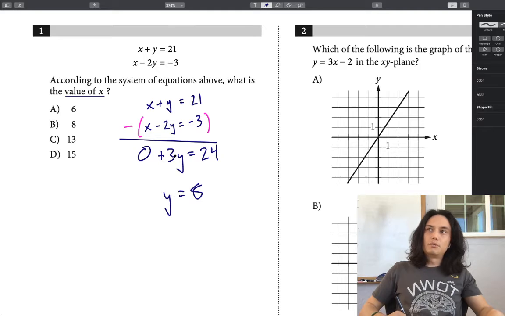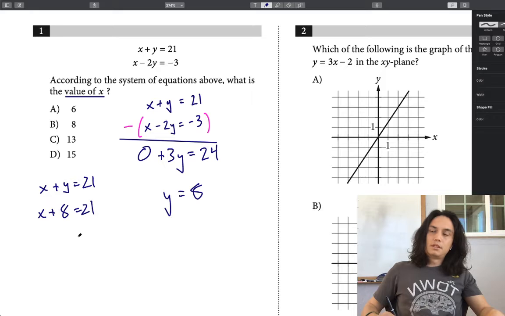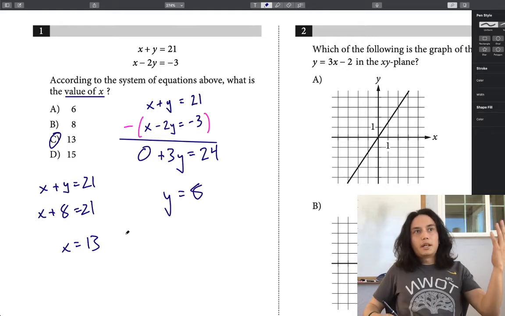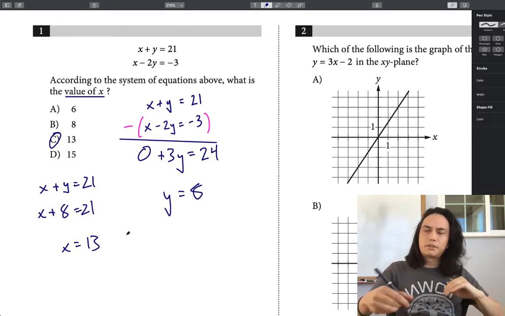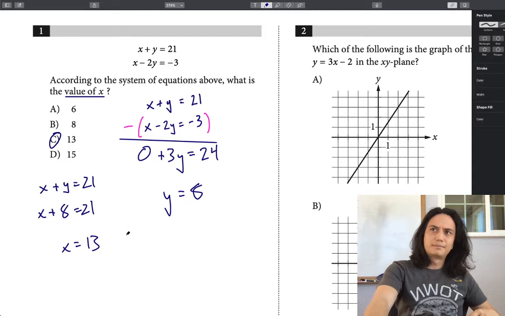So now we just need to plug y into either of these equations. I like this one because it's prettier. We got x plus y equals 21, and then it's just x plus 8 is 21. It's just 21 minus 8, and that's 13. So, C is the answer. Let me check. Hey, I got it right. Cool. Definitely a main way to get this wrong is to either do this wrong or to answer for the wrong thing.